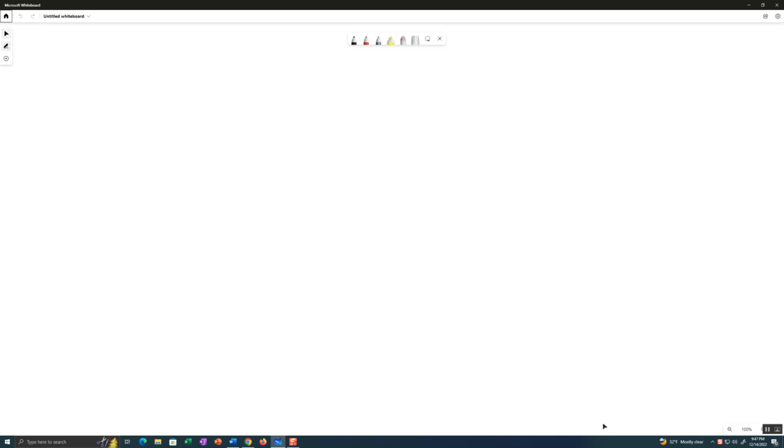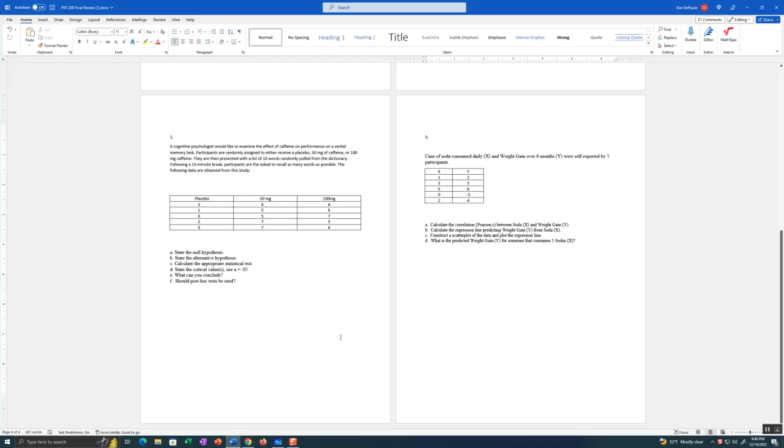I didn't have time for the other day and I've been trying to squeeze in the last day or so. So let's look at number 3 on the final exam review sheet. Cans of soda consumed daily and weight gain over 6 months were self-reported by 5 participants. And here's our data. Cans of soda consumed daily is our X and weight gain is our Y.